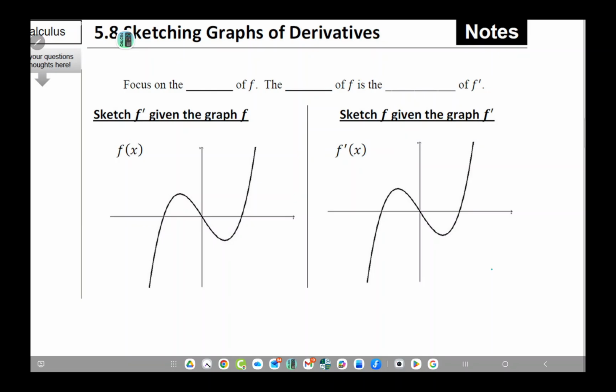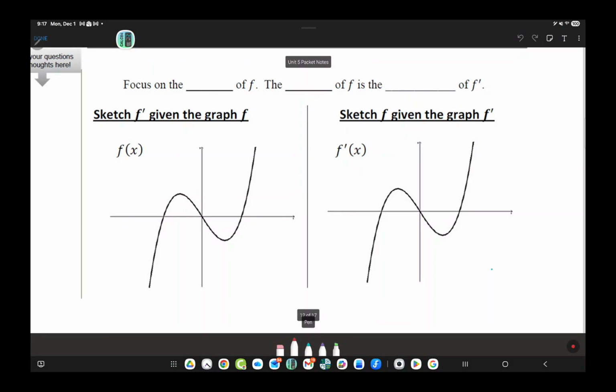So we are going to be sketching the graph of a derivative, or sketching the graph of a function based on the derivative. Basically, we can go either way. Now, what we're going to focus on primarily is the slope, because the slope of f is the y value for f prime.